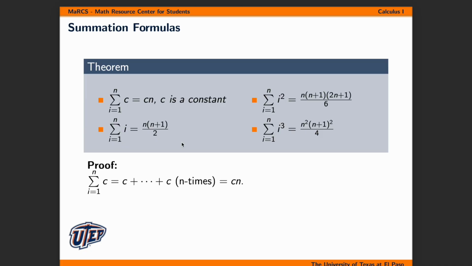And then we have these 3 other rules. The second one is the sum from i equals 1 up until n of i, which is equal to n times n plus 1, divided by 2. For the third rule, the sum from i equals 1 up until n of i squared is equal to n times n plus 1 times 2n plus 1, all divided by 6. And then lastly, the sum from i equals 1 up until n of i cubed is equal to n squared times n plus 1 squared, all divided by 4.